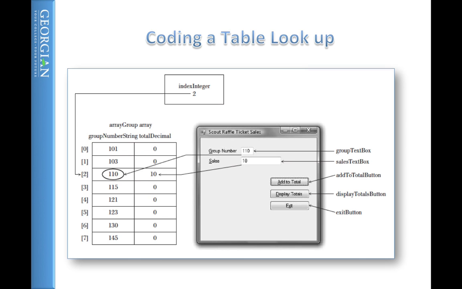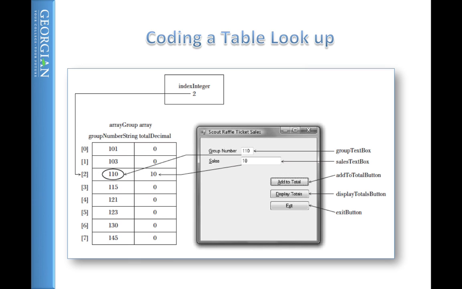So here's an example. I have a group number string. The group numbers are not sequential. I don't have 101, 102, 103. It goes 101, 103, 110, because they're different group numbers for whatever reason. I don't know which index it is, 0, 1, or 2, and I want to search for 110. With 110, I want to look at the value in the next memory location and extract it, because that's what I'm really looking for. I want it to tell me what the total decimal is for group 110.